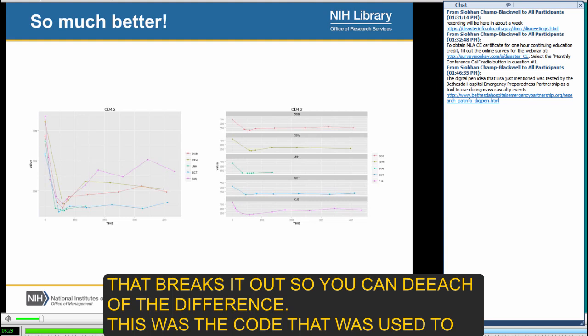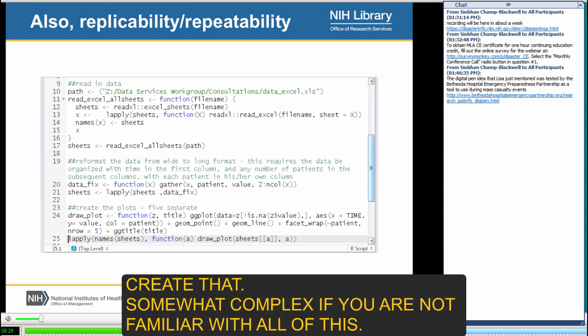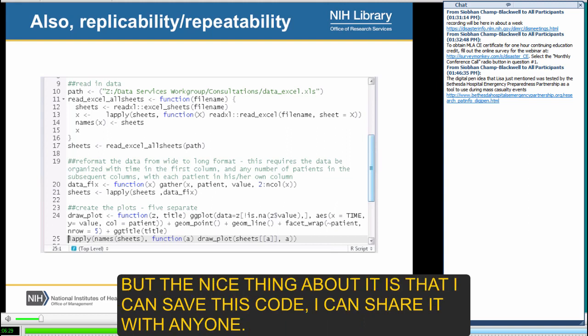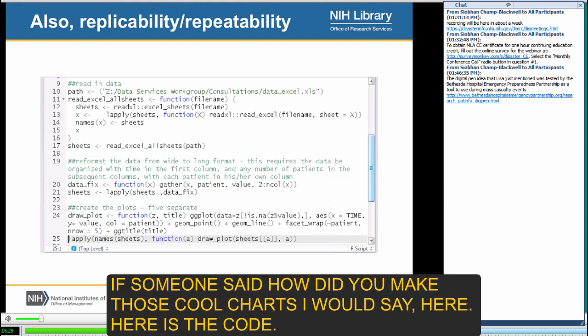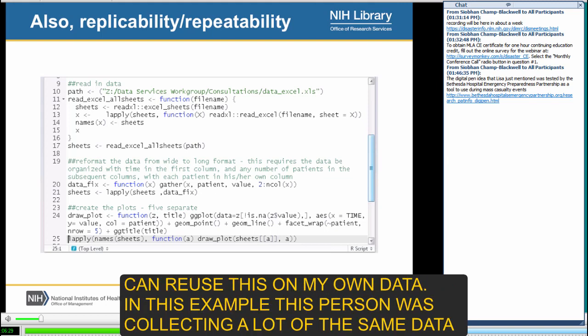This is the code that was used to create that. As you can see, it's somewhat complex if you're not familiar with all of this. But the nice thing about it is that I can save this code and share it with anyone. If someone said, oh, how did you make those cool charts? I would be able to say, here is the code for it. I can reuse this on my own data.